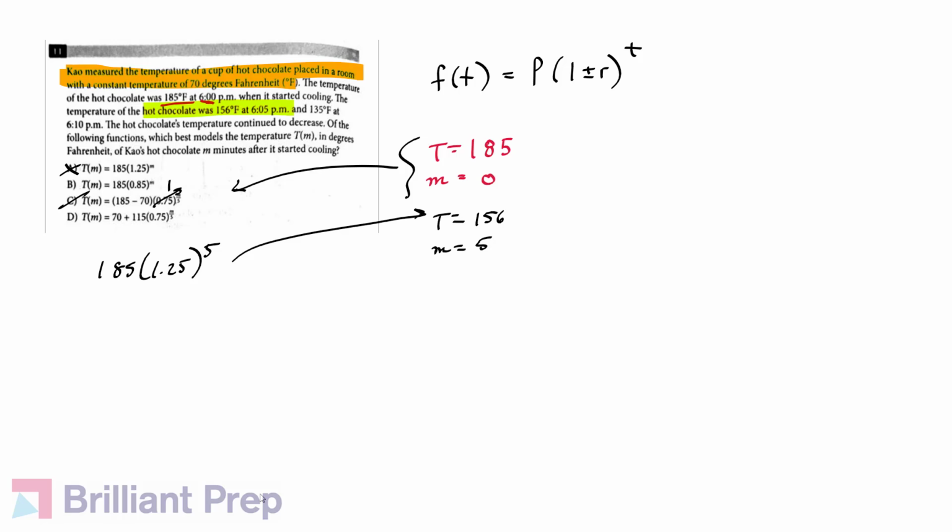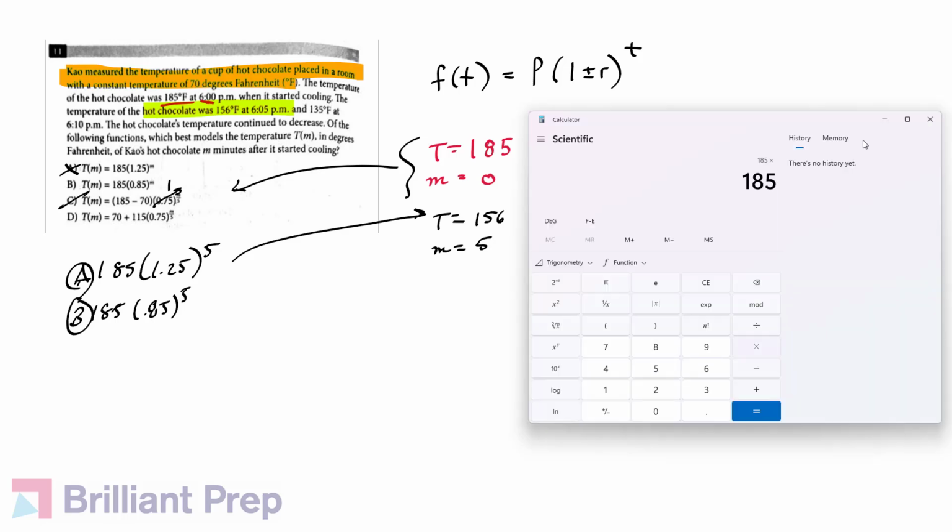B could work though, so let's put that in our calculator. So it's 185 times 0.85 to the 5. At least that will be a decrease. So 185 times 0.85 to the 5.